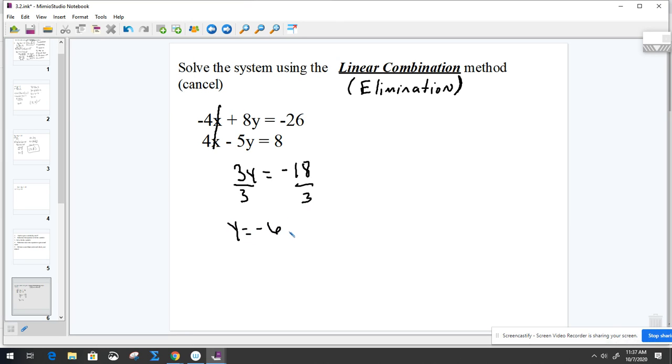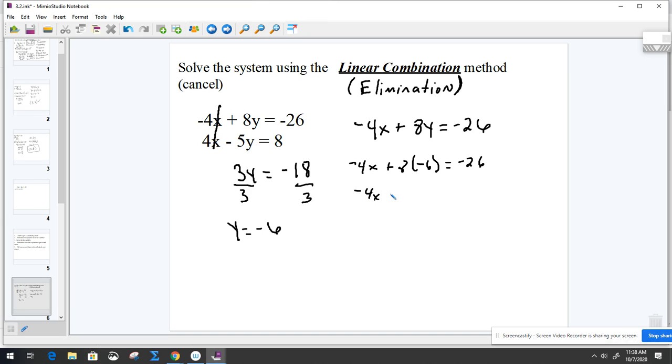That's not my answer. That's part of my answer. I have to go back and plug it into one of the original equations. It doesn't matter which one you choose. I'm going to choose the top one here. Again, so I just rewrote it. Plus 8 times negative 6 equals a negative 26. And I'm just going to solve this.